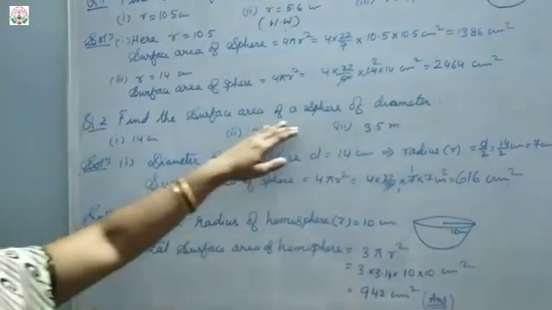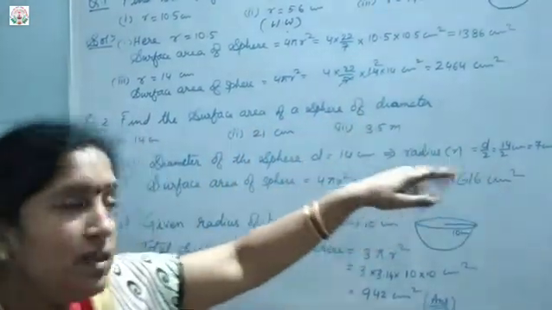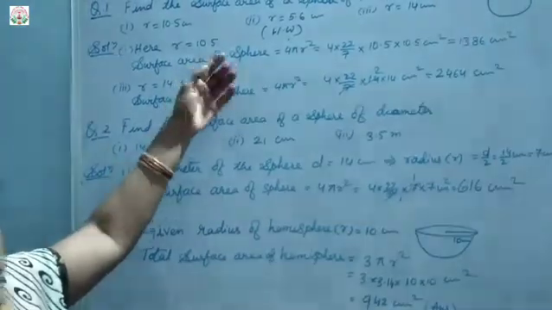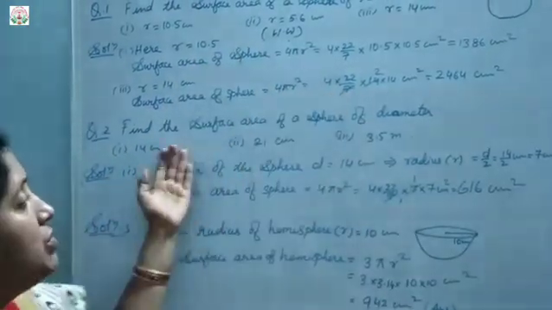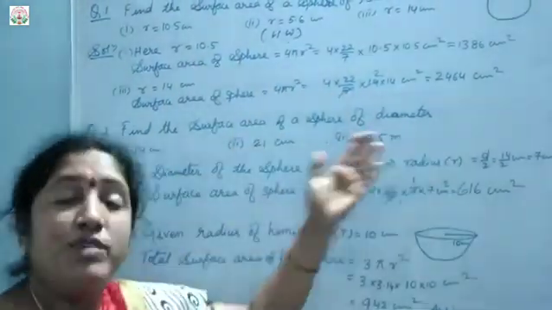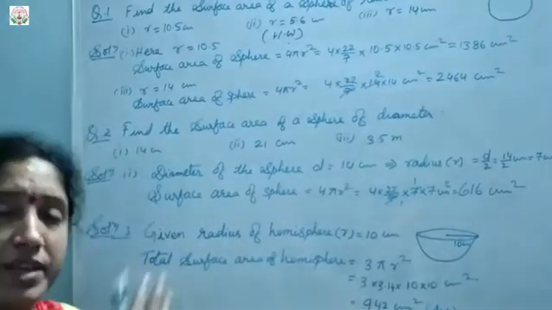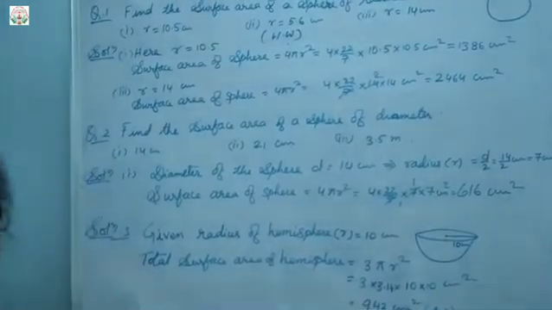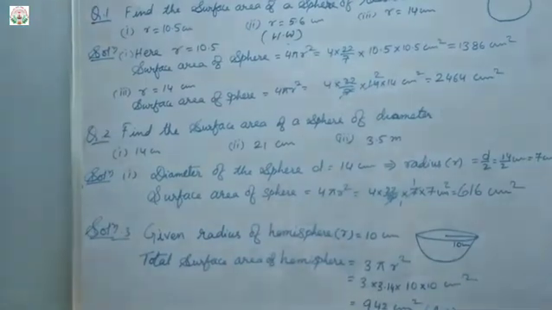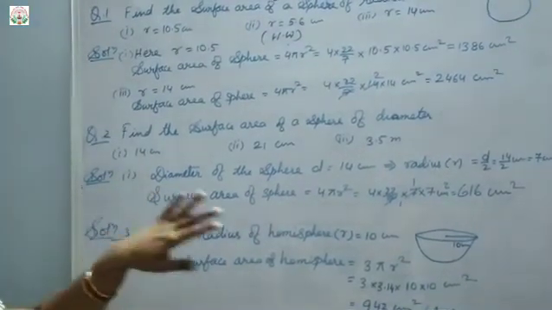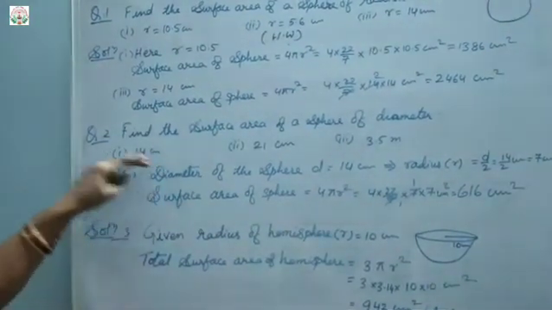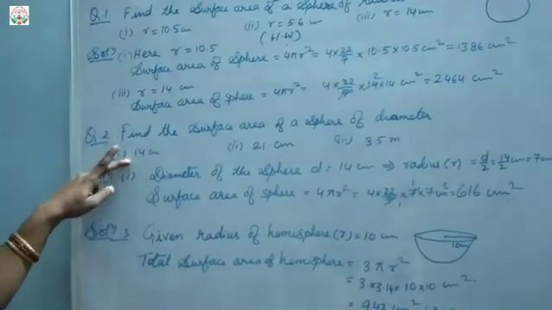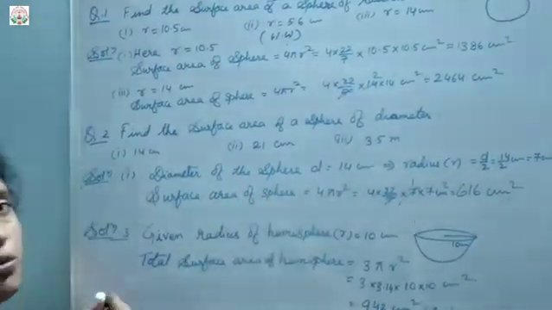After that, let us see the second question. Find the surface area of the sphere of diameter. Earlier the radius was given, so we were directly finding it out. Now here the diameter is given. So when the diameter is given, first you have to find the radius. Then after getting the radius, you put it in the formula. Here also I will do only the first question. The second and third ones are your homework.